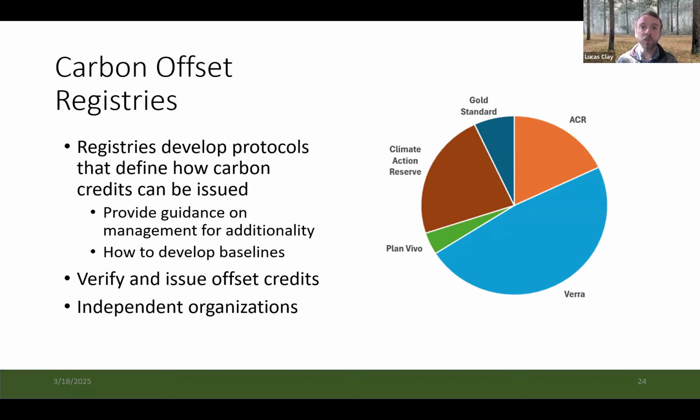Verra is by far the largest. They have a lot of international projects in avoided conversion and REDD+. ACR is mostly a North American program that has improved forest management protocols. And the Climate Action Reserve is a large one based out of Los Angeles that does a lot of work with the compliance market, as they manage the protocols for the California Air Resources Board.